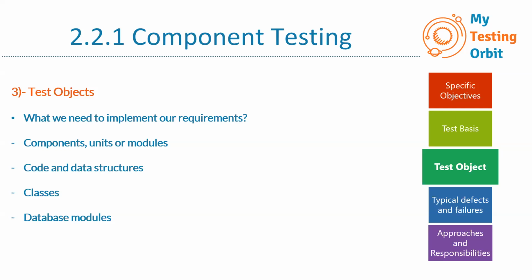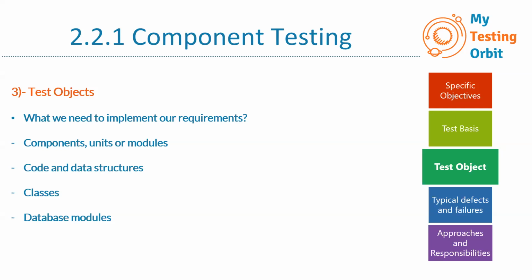Third one is classes. Let's say we are using C# as our coding language, and we have specified different classes in our code, then we have to test those as part of our component testing. So we will be testing all the specified classes, and that will be acting as our test objects too.